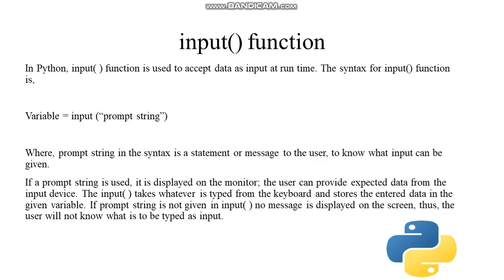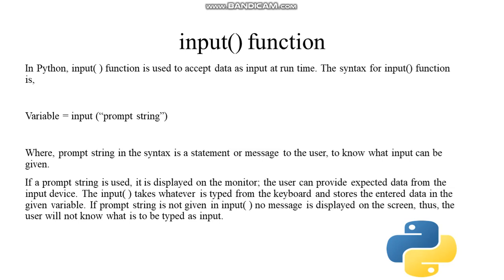Next is your input function. In Python, input function is used to accept data as input at runtime. The syntax for input function is variable equals input, prompt string. This prompt string is optional, where prompt string in the syntax is a statement or message to the user to know what inputs can be given. So if you write the input without prompt string, then also it is okay, but it is just for user understanding of what it wants to enter.